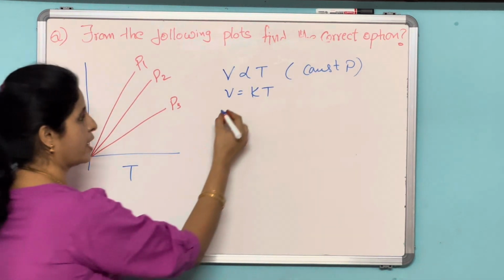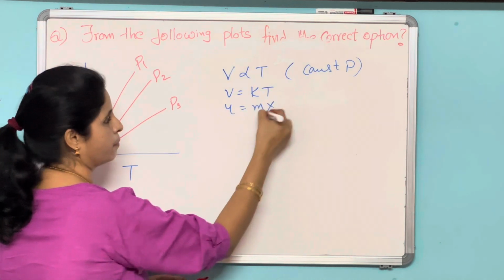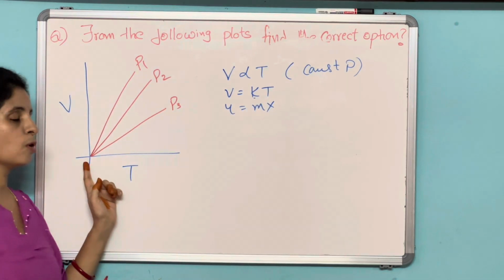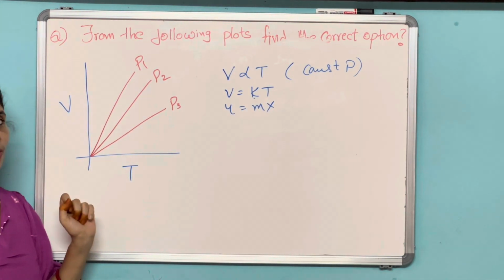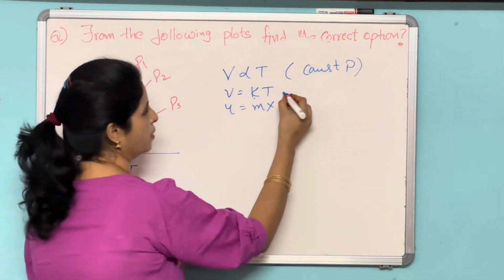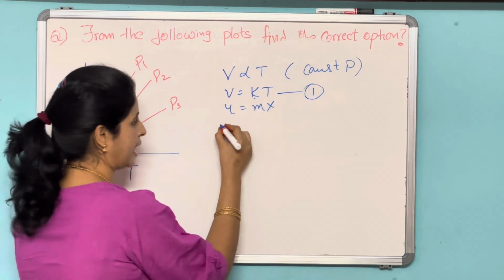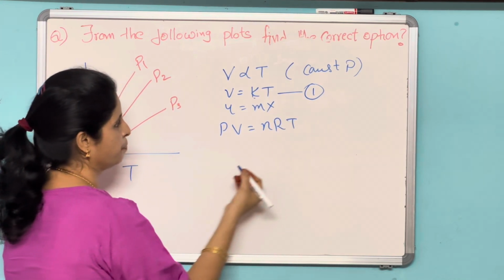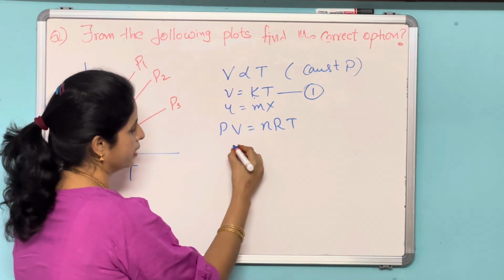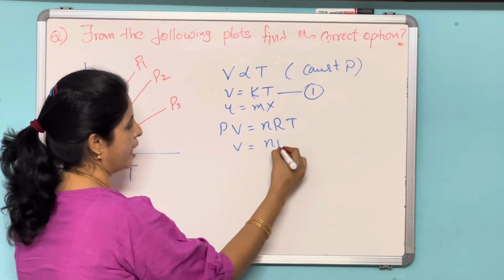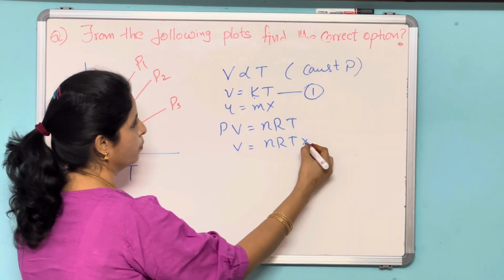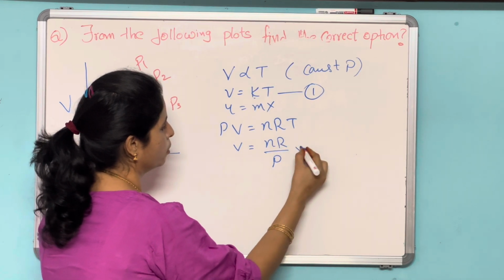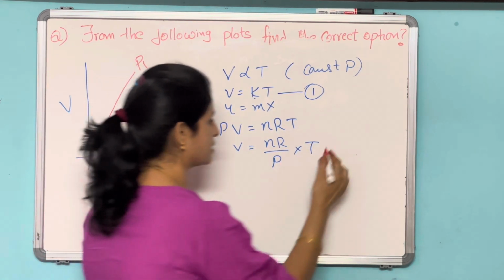It is in the form of y is equal to mx. Now, what is the slope? It is K. As the slope is positive, it is a straight line passing through the origin. Now you assume it as equation 1 and write the ideal gas equation, PV is equal to nRT, and here you write the value of V, which is equal to nR by P into T. You assume this as equation 2.